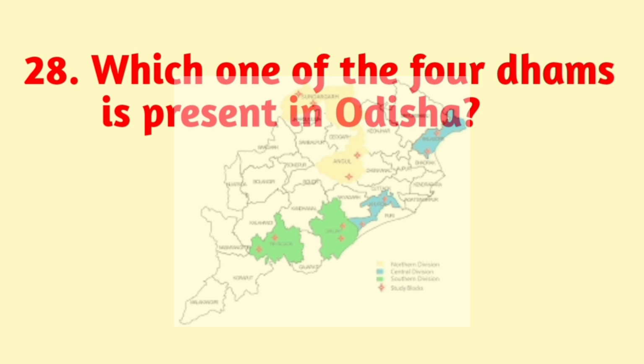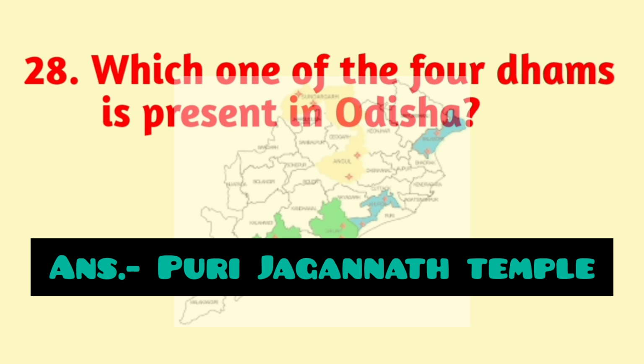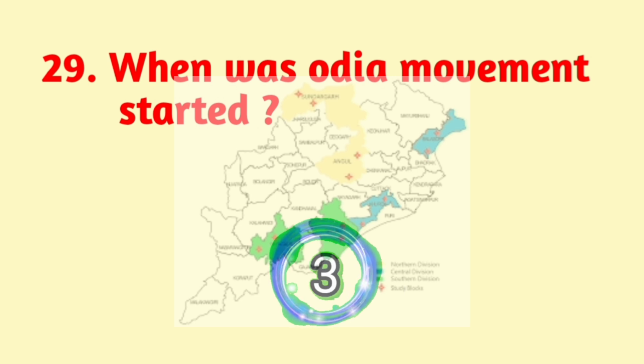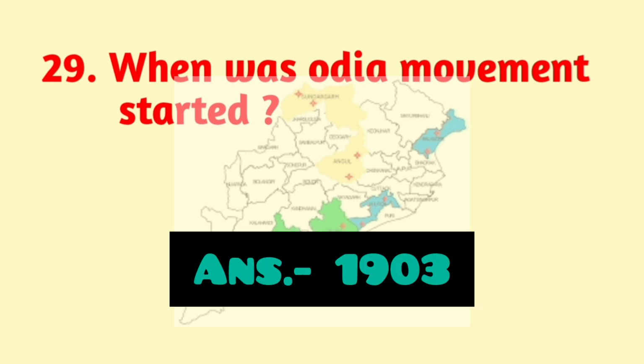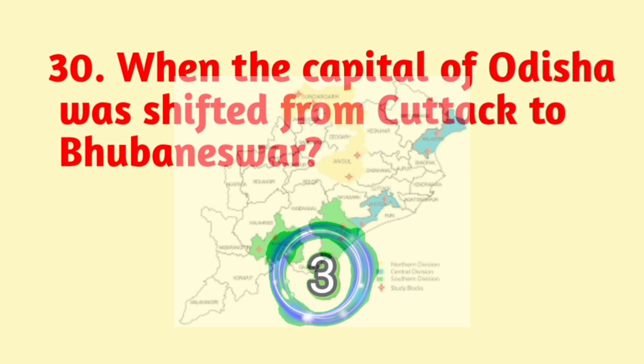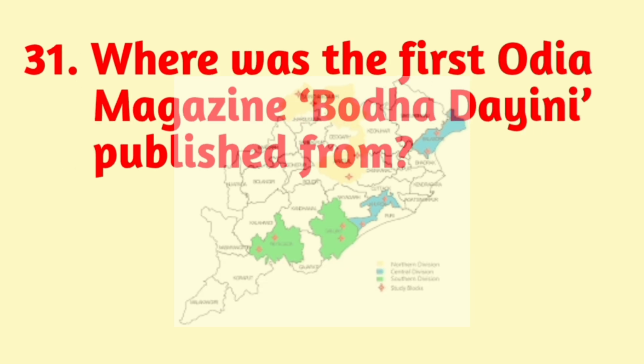Question number 28. Which one of the 4 dhams is present in Odisha? The answer is Puri Jagannath Temple. Question number 29. When was the Odia movement started? The answer is 1903. Question number 30. When was the capital of Odisha shifted from Cuttack to Bhubaneswar? The answer is 1948.